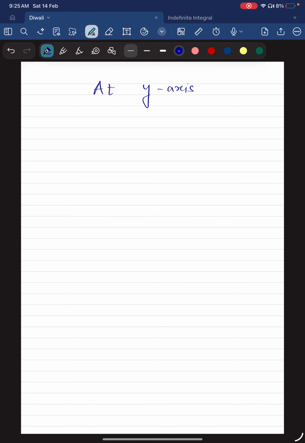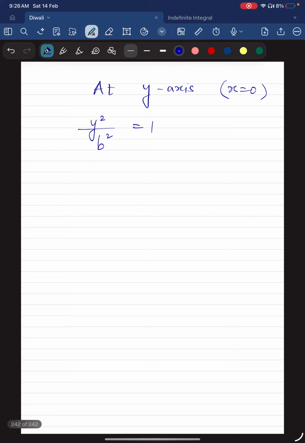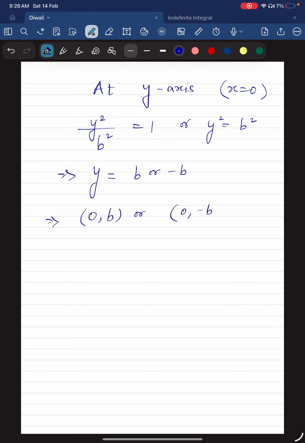At y-axis, x would be 0. This makes y square by b square is equal to 1. Because now in this expression, x square by a square, this term becomes 0 as x is 0. So I'm left with y square by b square is equal to 1, or you can say what? Y square is equal to what? B square. This implies y is equal to b or minus b. This means my ellipse is going to intersect y-axis at 0 comma b or 0 comma minus b.